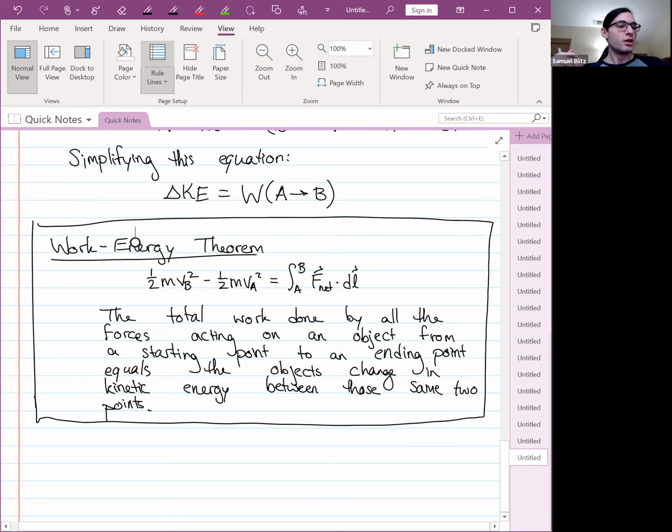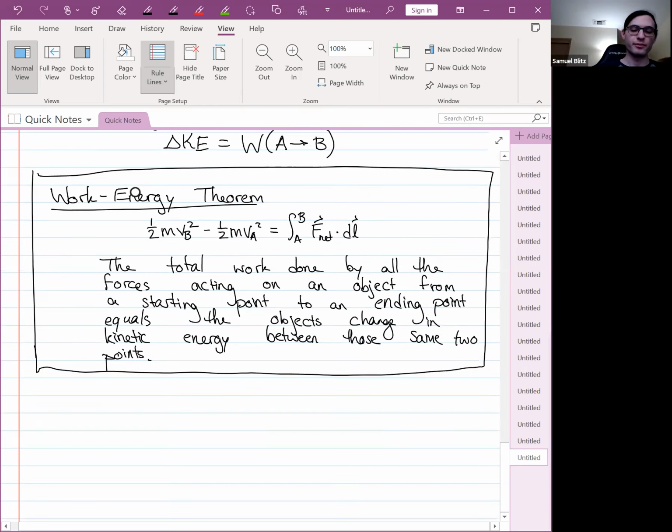Now, just as a quick aside, maybe it's not an aside, it's actually a useful statement. In the equation that is the work energy theorem, the one that's inside the box, only part of F net contributes at any one place. That's important to note.